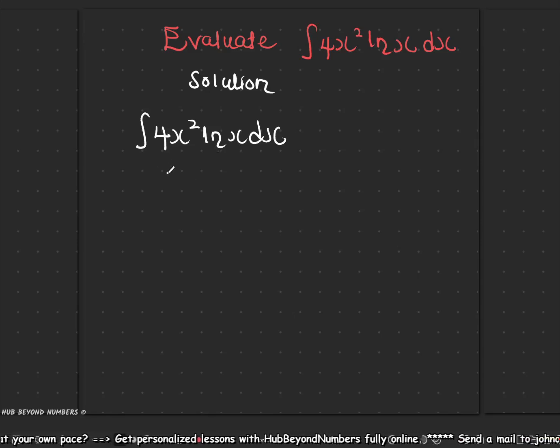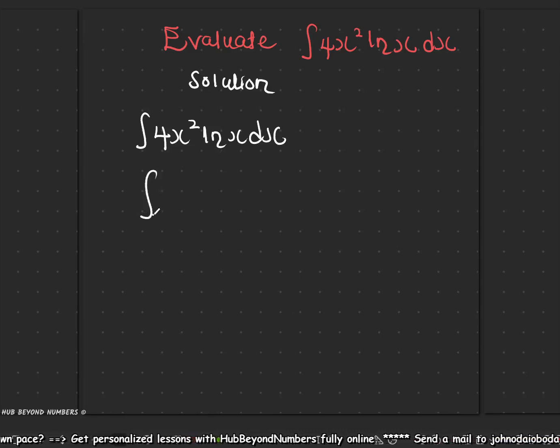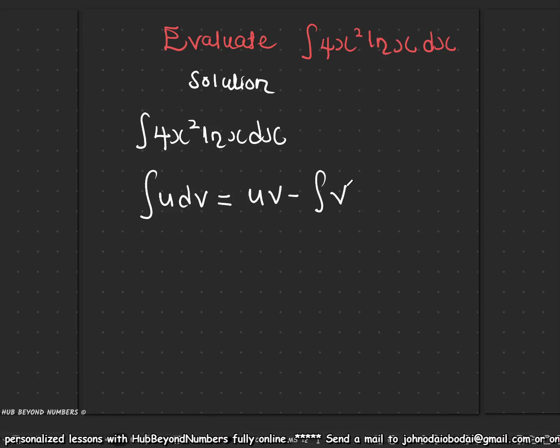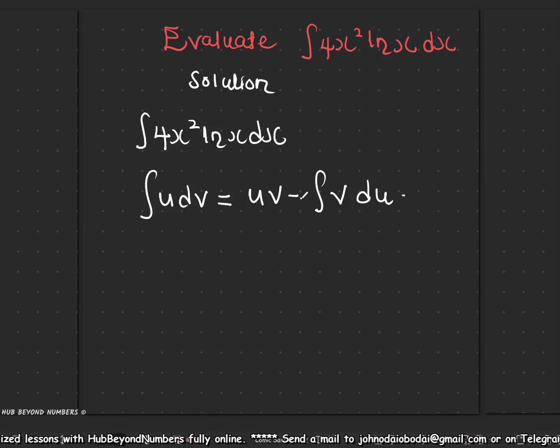And for integration by parts, the formula says the integral of u dv is equal to uv minus the integral of v du. You will have to identify which one you want to use as your u, and then which one you want to use as your v. But looking at what we have here, integrating ln x is very simple. That is just 1 over x.